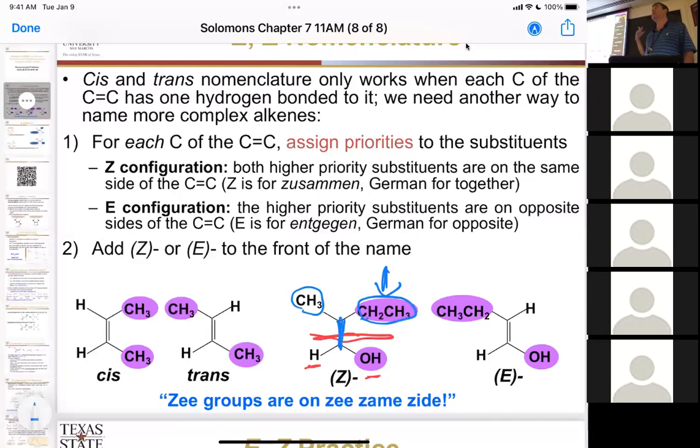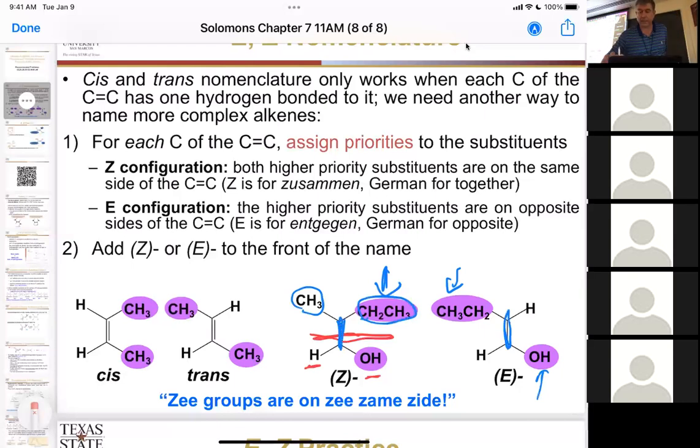So zusammen is the equivalent to cis if you only had two groups on your alkene. Now, on the other end, since our two groups are on the opposite sides of our double bond, we look at it as entgegen, which means opposite, or E. So you just have to write the Z or the E. And just like R and S, it comes at the beginning of our name, always. The stereochemistry is always the first thing in our name, okay?